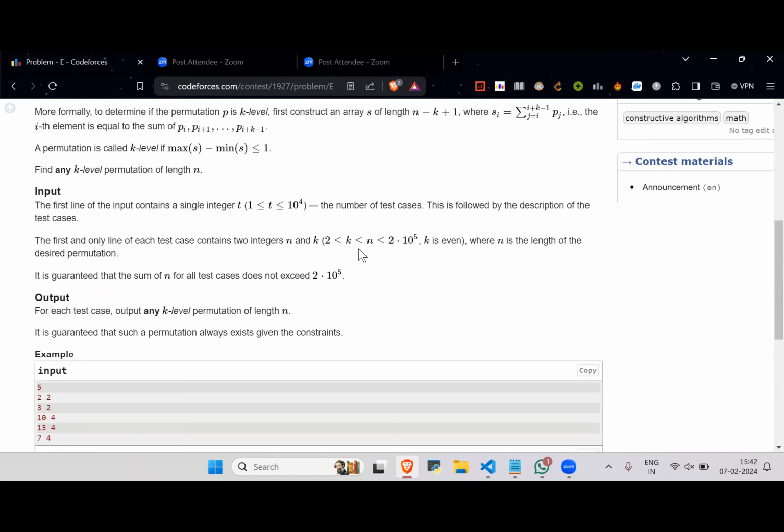And for the n and k values, n can be up to 2 times 10 to the power 5. K starts from 2 and can be less than or equal to n. Also, k is an even number. Test cases are up to 10 to the power 4, and the sum of n over all test cases is 2 times 10 to the power 5. Okay, so let's see how we can solve this question.